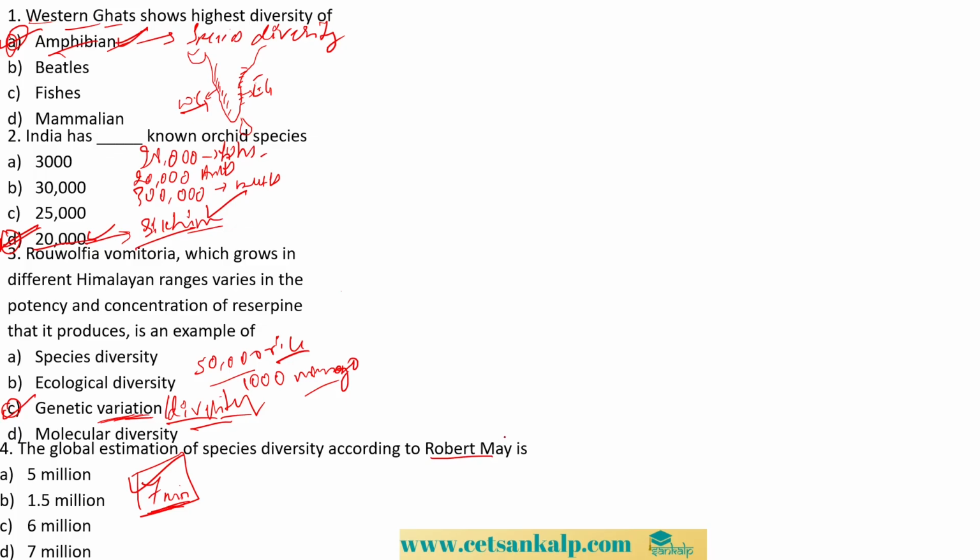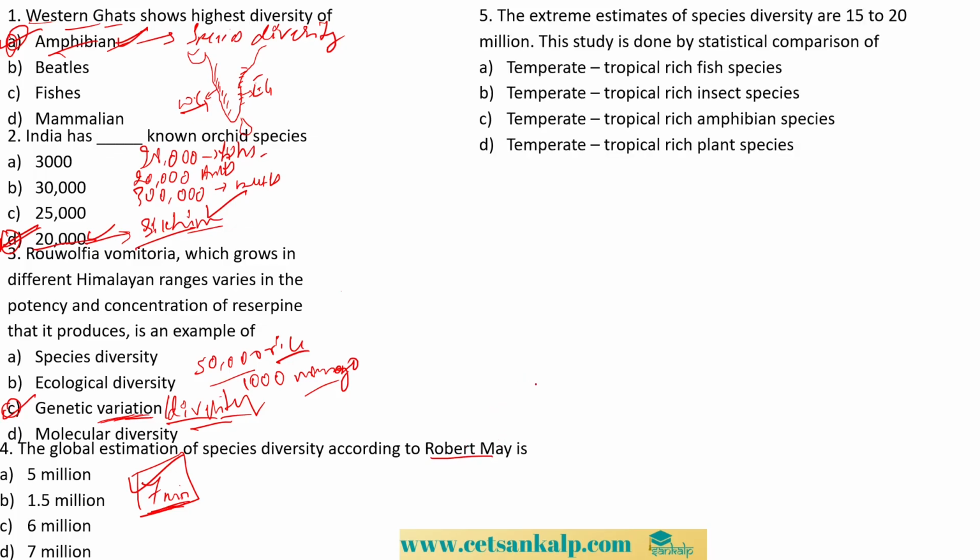Remember this. Next question. The extreme estimates of species diversity are 15 to 20 million. This study is done by the statistical comparison of temperate to tropical rich fish species, insect species, amphibian species, or plant species. The right answer here is the temperate to tropical insect species.